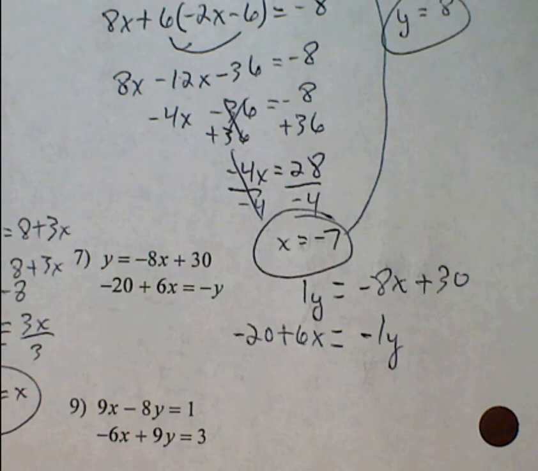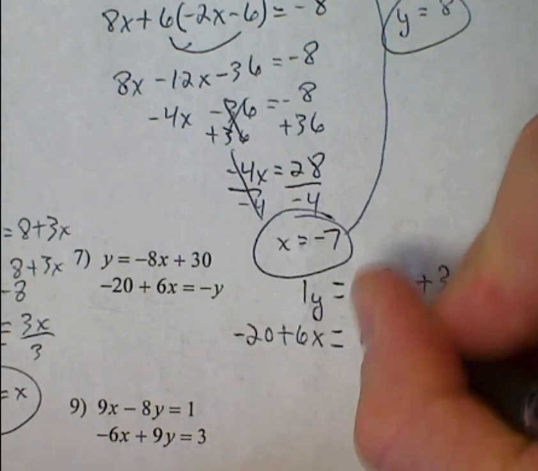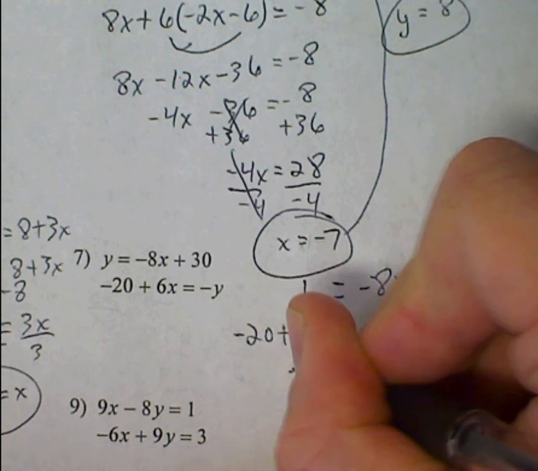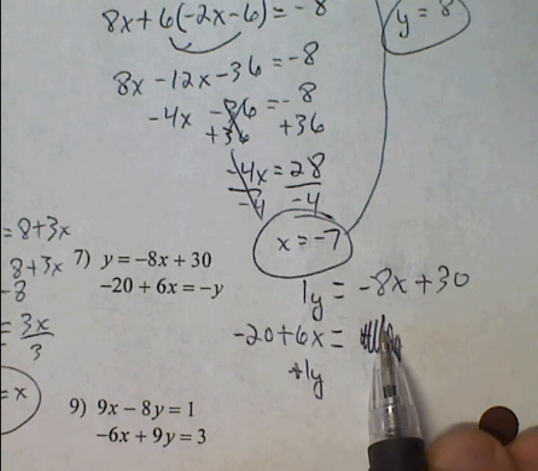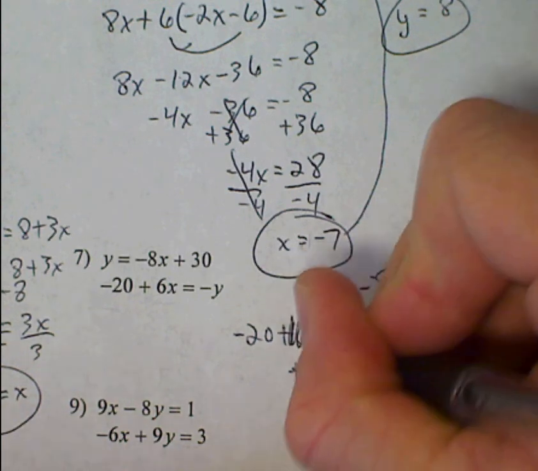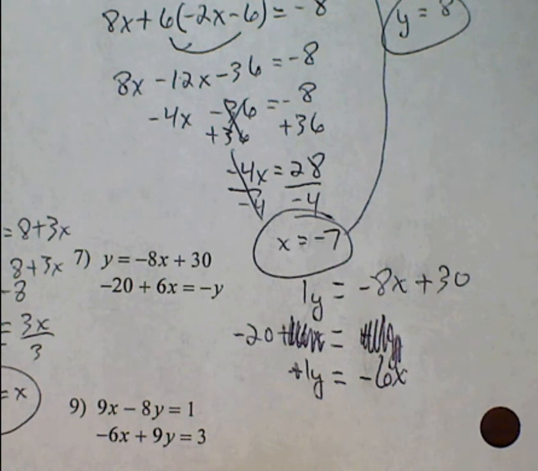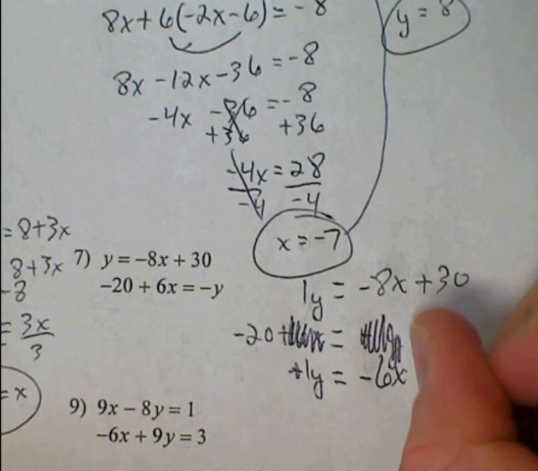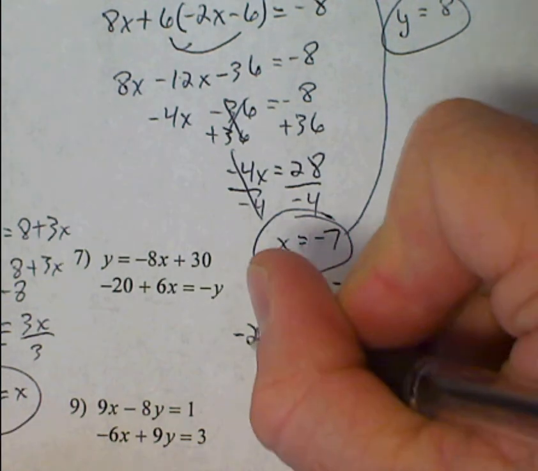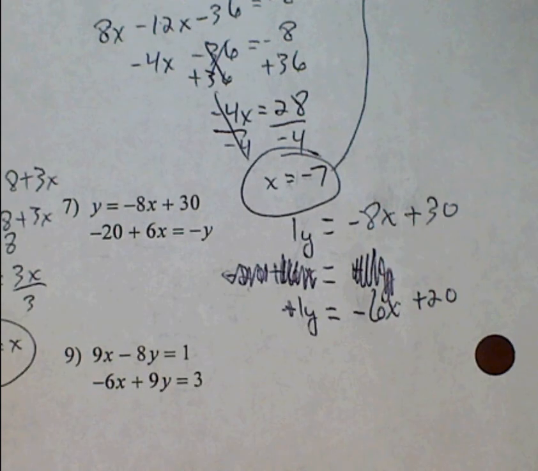So I'm going to bring this negative 1y and I'm going to put it under here. So negative 1y turns into positive 1y. This 6x needs to go under this x. So instead of positive 6x, it turns into negative 6x. And instead of negative 20, I'm going to go ahead and put positive 20 because I got to bring it to the other side. Okay? Now my variables are on top of each other.